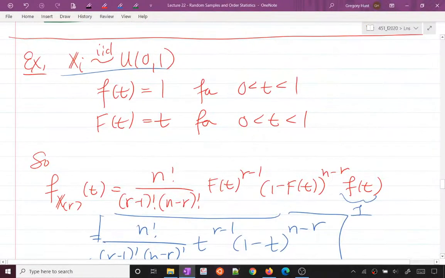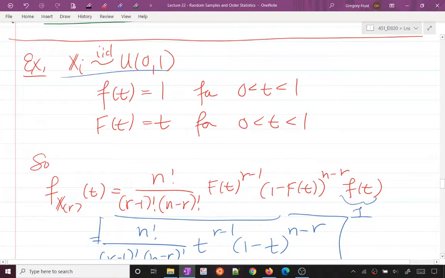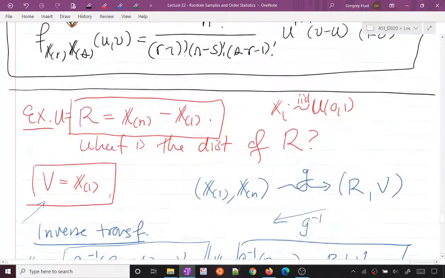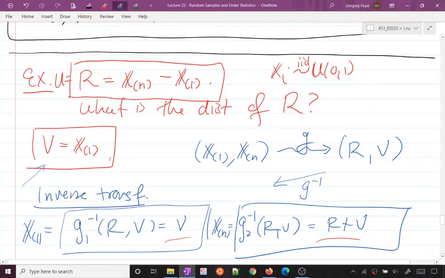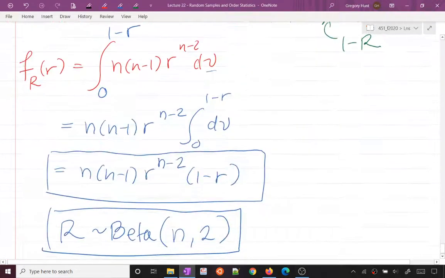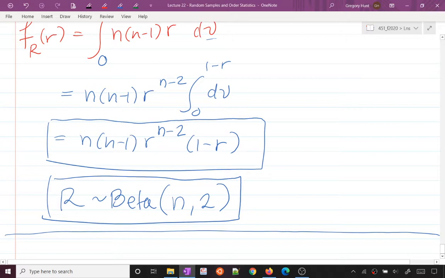Or you can get the joint. We also did, after doing some examples, we got the joint of the order statistics. And this, for example, allows us to get the distribution of the range, because the range is just a function of the order statistics. If I know the joint distribution of the min and the max, I can use a bivariate transformation to get the distribution of the range, then marginalizing out one of my random variables.